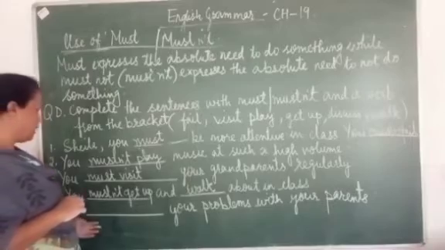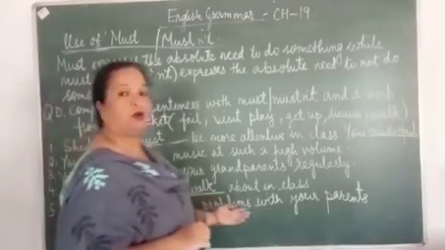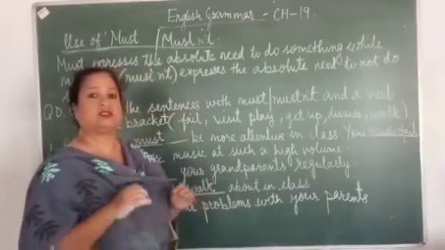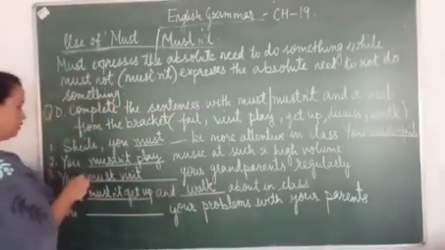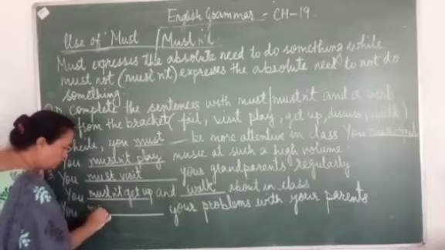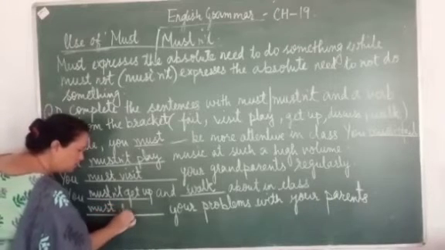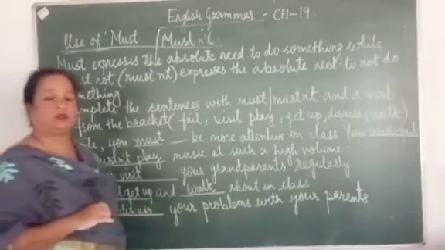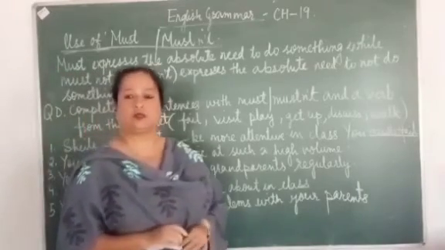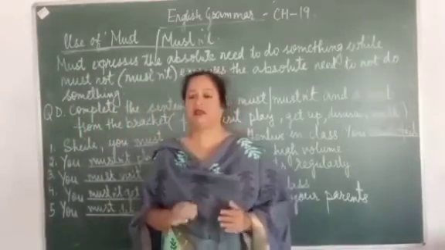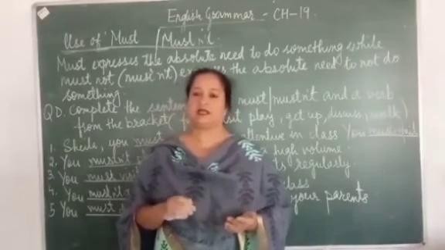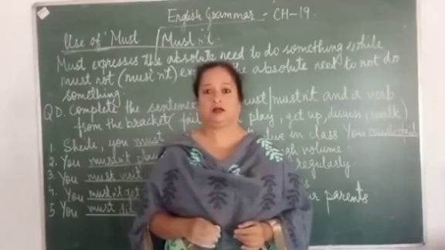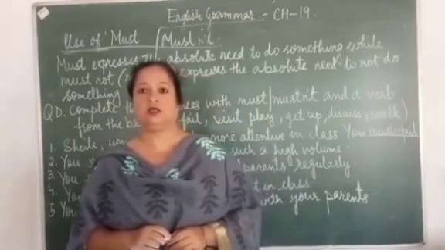Next, you dash your problems with your parents. So what must you do with your parents? You must discuss your problems with your parents. So I hope, children, you have understood all the different kinds of uses of must and mustn't, along with the use of can, can't, should, shouldn't. So thank you, children.